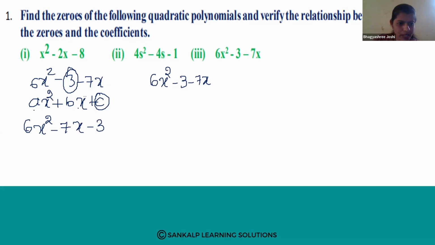Okay, 6x square, bx means minus 7x. C, the constant term, is minus 3. Therefore, A is 6 here, B is -7 and C is -3. Now tell me, what is the value of A into C? 6 into -3. 6 3s are 18.